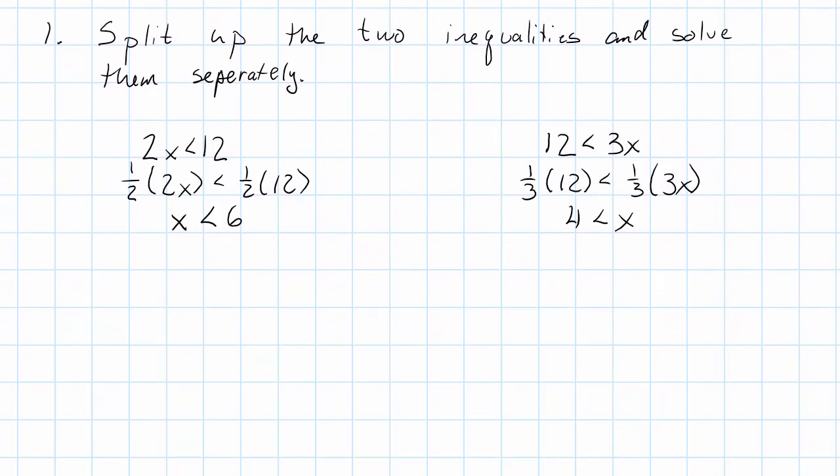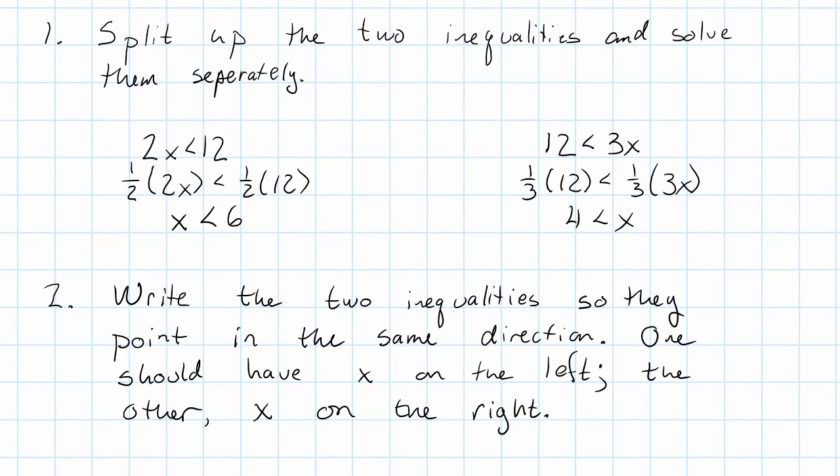Then as our next step, this seems like a lot of words, but it's not a lot of work. Our next step is to write the two inequalities so that they point in the same direction. Some sort of multiplying by a negative number on both sides might have changed that as we were working on the problem. We write the two inequalities so they point in the same direction, and at that point one of them should have the x on the left, and the other one should have the x on the right.